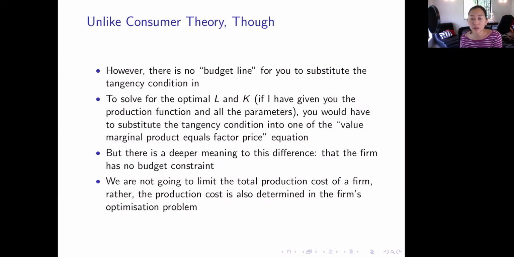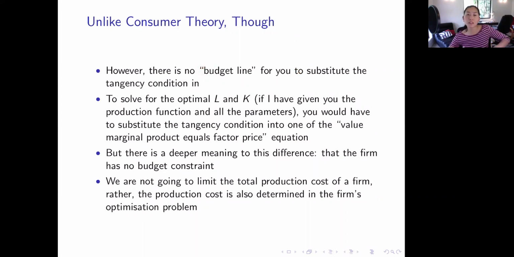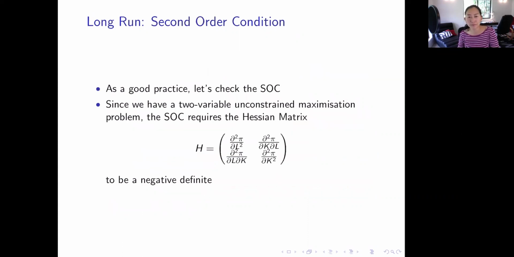But there is a deeper meaning to this difference: the firm has no budget constraint. You're not going to limit the total production cost of a firm. Rather, the production cost is also determined in the firm's optimization problem. Unlike the budget line in the consumer problem, we do not impose this condition on the cost of the firm, because remember we just assume that the firm has access to funding as long as the production is profitable. So we're not doing that.